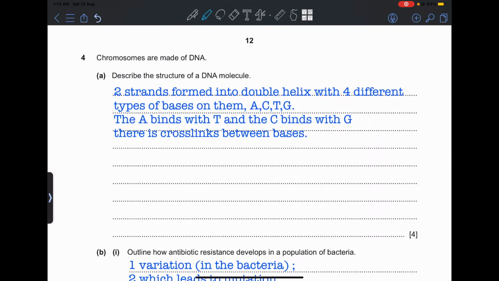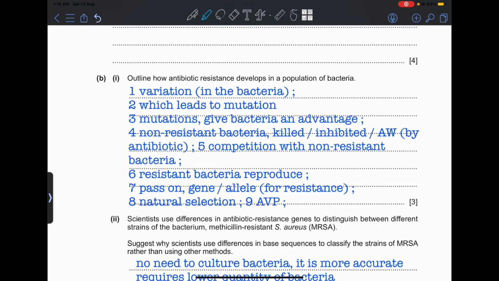4 chromosomes are made of DNA. Describe the structure of a DNA molecule. So of course, we can say that there are 2 strands formed into a double helix with 4 different types of bases on them, A, C, T, and G. The A binds with the T and the C binds with the G. There are cross links between bases. This is a question that is memorized.